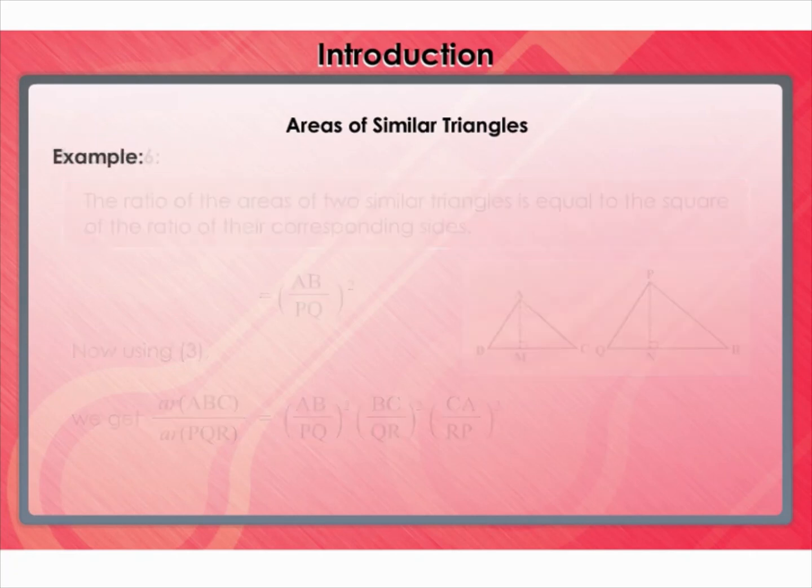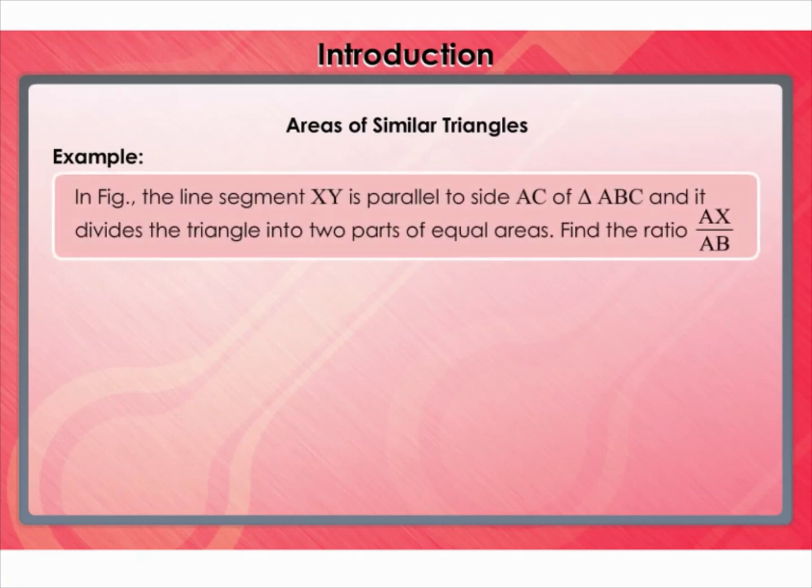Let us take an example to illustrate the use of this theorem. In the figure, the line segment XY is parallel to side AC of triangle ABC, and it divides the triangle into two parts of equal areas. Find the ratio AX by AB.